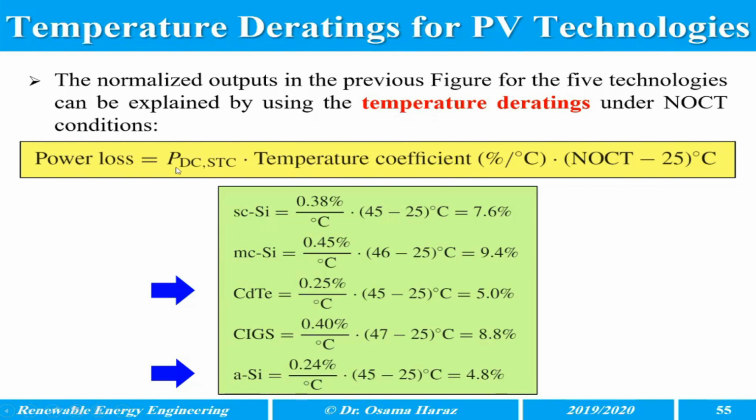And to calculate the power losses for each type, this is the equation for single crystal silicon or multi-crystal silicon or CdTe or CIGS or amorphous silicon. For each one, these are the loss equations.